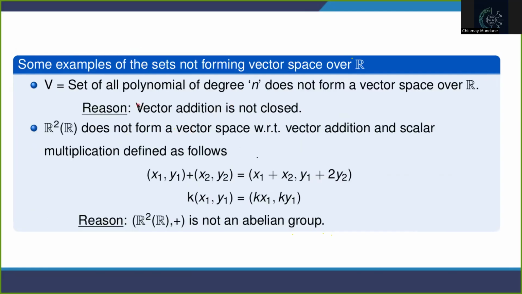Then there are examples that do not form a vector space over R. So the set of all polynomials of degree n does not form a vector space over R. So why is it? Why do we say that?